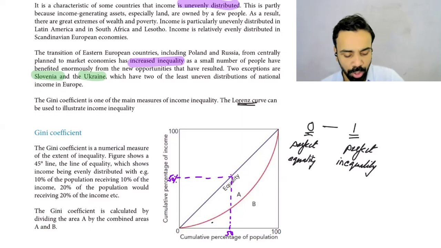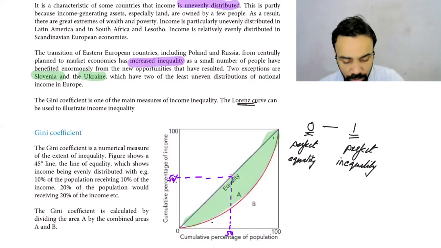What actually happens? The Lorenz curve shows that, for example, just imagine this country. What this country is showing is that 50% of the country has just below 25% of the country's wealth. That shows inequality, right? 10% of the population should have 10% of the income, but this is showing that 10% of the population has near 5% of the country's wealth. That shows inequality. So area A over here shows inequality.